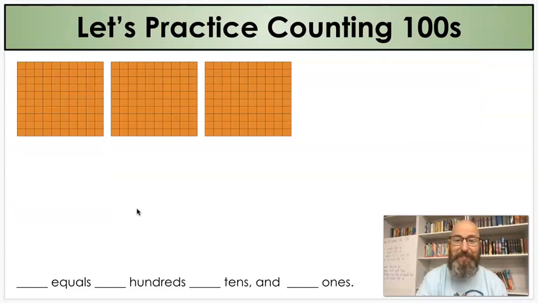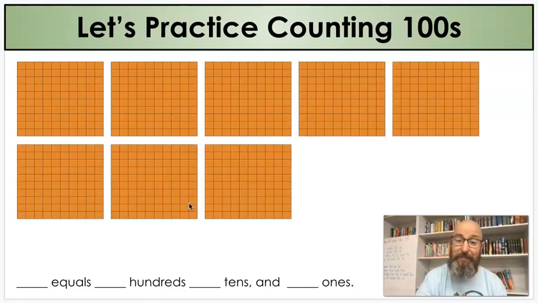Let's keep moving. What do I have? Did you count? 1, 2, 3. That's 300. Again, I don't have any 10s and 1s over here or down here. So it's just hundreds. I'm just counting by 100 3 times. 100, 200, 300. Did you say 300? Your answer is correct.